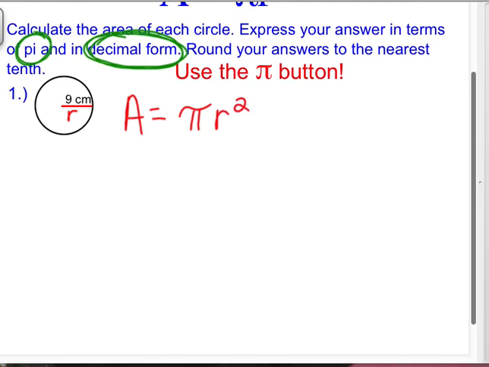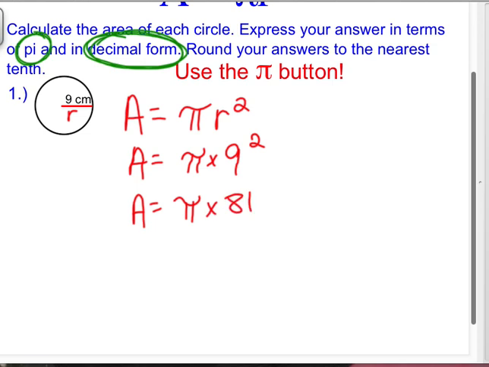Pi r squared. I'm not going to put 3.14. I'm going to use the pi symbol. Times, what's the radius? 9, which I'm going to square. 9 squared is 81.